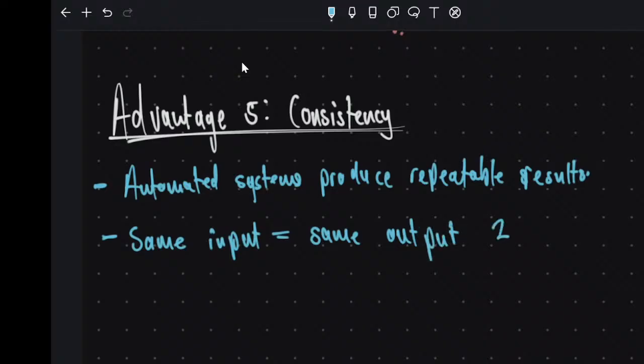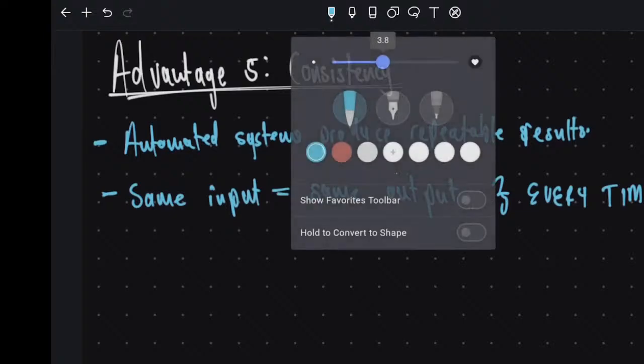Every single time. The same input will give you the same output. They are consistent. Very consistent. If you are using it to bake, you put the same things, it will give you the same quality of cake. There's no, oh, I made a mistake and things got burnt. No, not with an automated system.